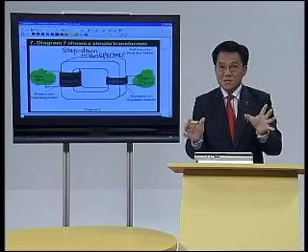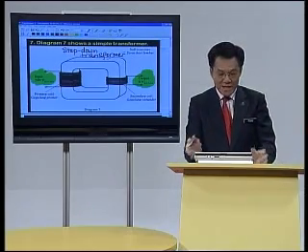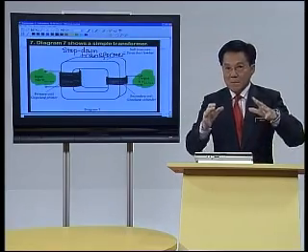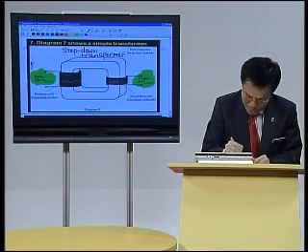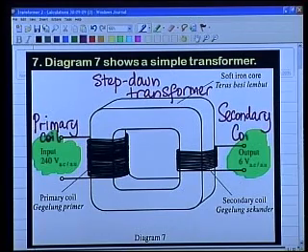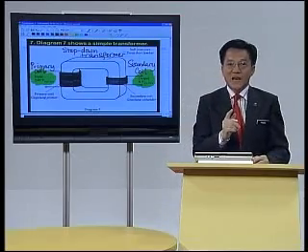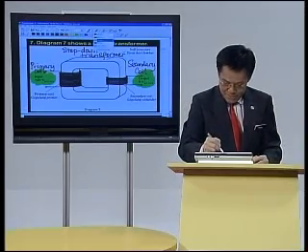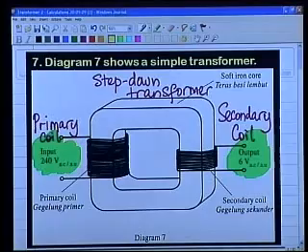I'm going to write down two more terms on the left and the right hand side of the diagram. The input, just now I mentioned that it is also known as the primary coil. So the primary coil is the input. And what about the output? It is called the secondary coil. Now pay attention to the alphabet P and the alphabet S. Let me use another color.